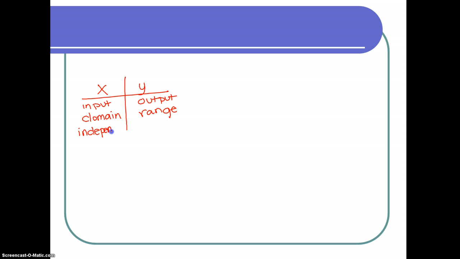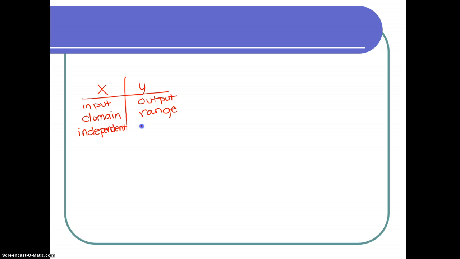On the side of your paper, I would write this. Your x values are called your input. Your y values are called your output. All of the x values are called your domain. All of the y values are called your range. Something that's not in our vocab is the word independent. X values are independent. They can be any number. They do not rely on anything. They can be any number.